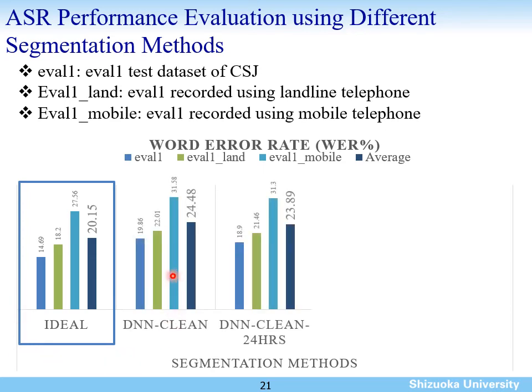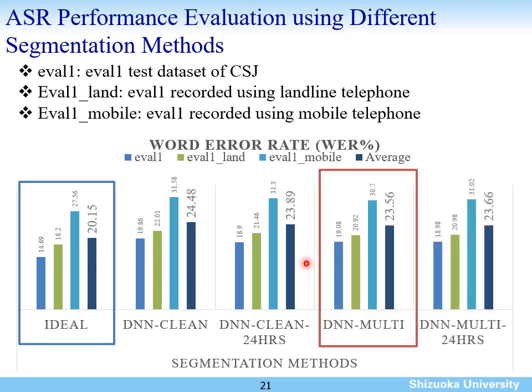Then the performance of VAD trained with variants of clean data. If we increase the size of clean data, then the performance of eval1 improves the most. There is even relative improvement in performance for telephone speeches. So we can say that increasing clean data helps the VAD to perform better segmentation.